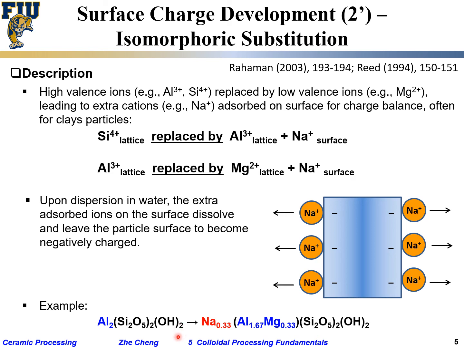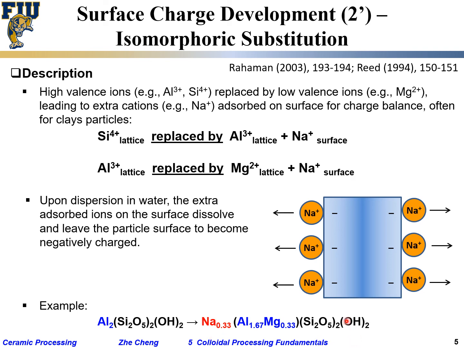An example would be this one. It's not an exact reaction per se. It's a kind of substitution. Aluminum, initially I have 2 aluminum here. Now aluminum is replaced by aluminum plus magnesium. That's the replacement. But because magnesium has lower valence state compared with aluminum, the surface in its formation has a lot of attached sodium. But this sodium is excess. It's not in the lattice. It's only at the surface.